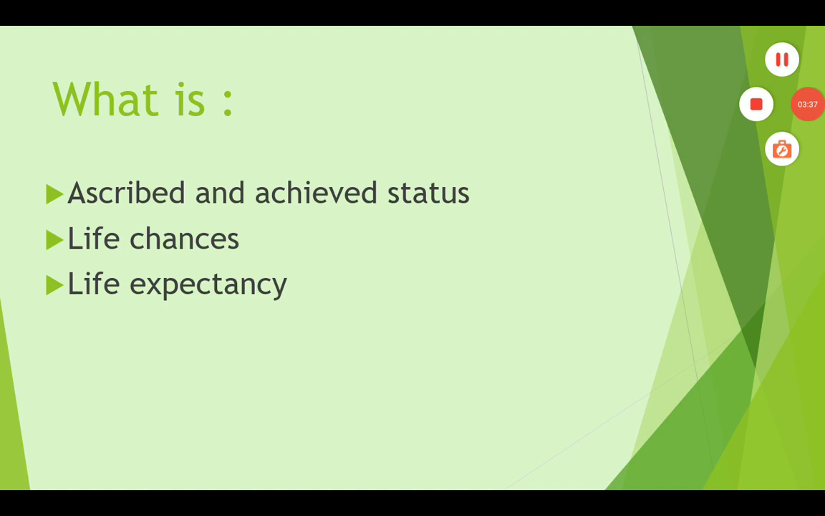And achieved status is when you have earned or achieved something by your effort. For example, first you are educated, then you get a good job. So this is your achieved status. You have earned it by your own effort. So this is called the achieved status.